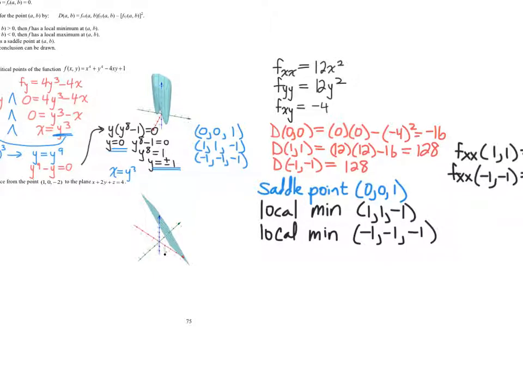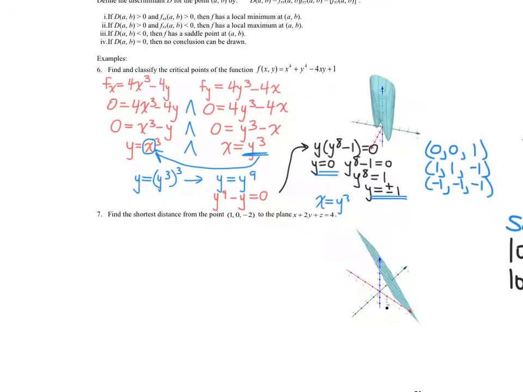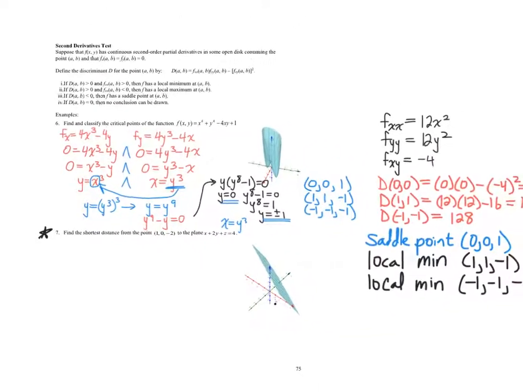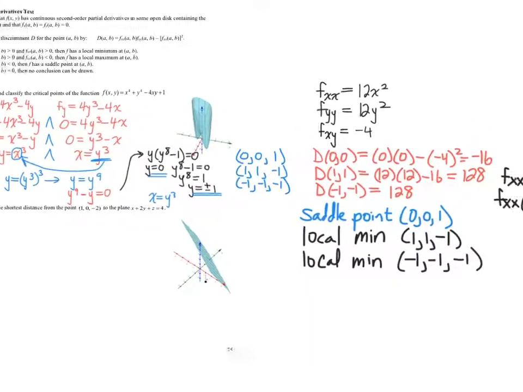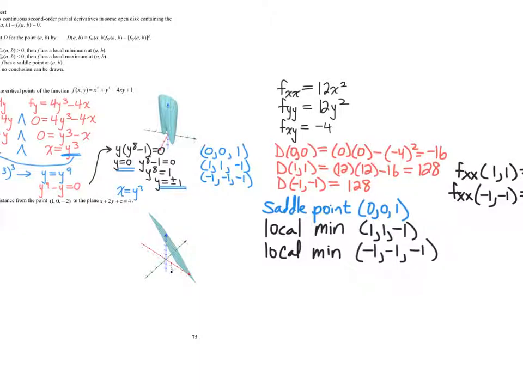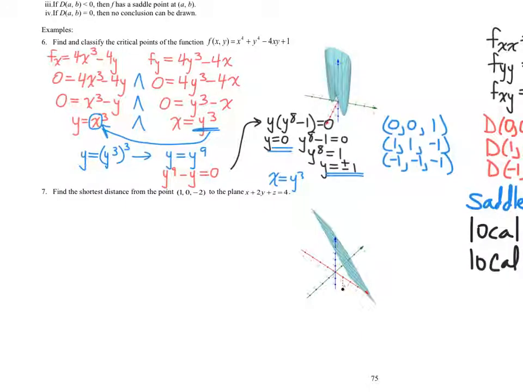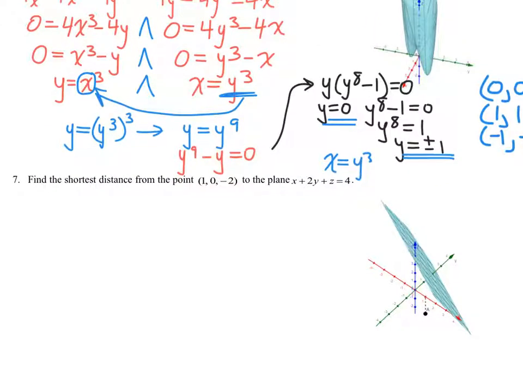All right, so I'll put a star on number 7. That's actually a pretty tricky one. I guess it doesn't have to be, but it requires a different way of thinking about it. So if you struggle with that one, I understand. I'll definitely take some time and go over that on Thursday. That's what I'll do. So shortest distance to the plane requires you to use the distance formula.